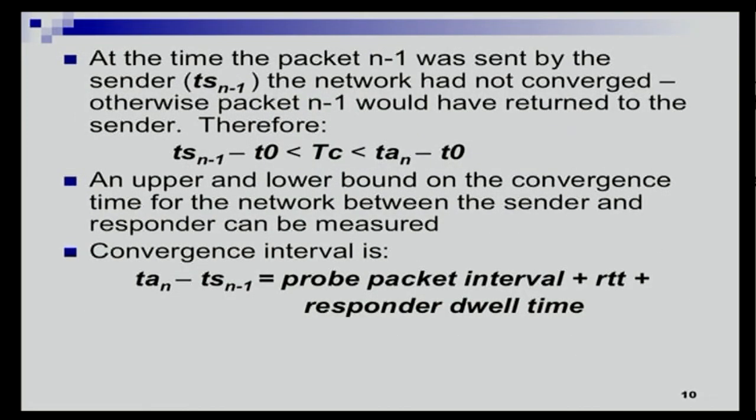So if you think about the packet N, when it was sent out by the sender into the network, you can't really say anything about the state of the network. The network may have already converged, the packet was sent out and it came back, or the network may not have been converged, the packet was sent out, the network converged while it was in flight, and it came back. So you don't know about packet N, but the packet previous to that, N minus 1, you can say that, well, the network wasn't converged when you sent it out, because otherwise you would have got it back. So you can use the send time of N minus 1 to establish a lower bound on your convergence.